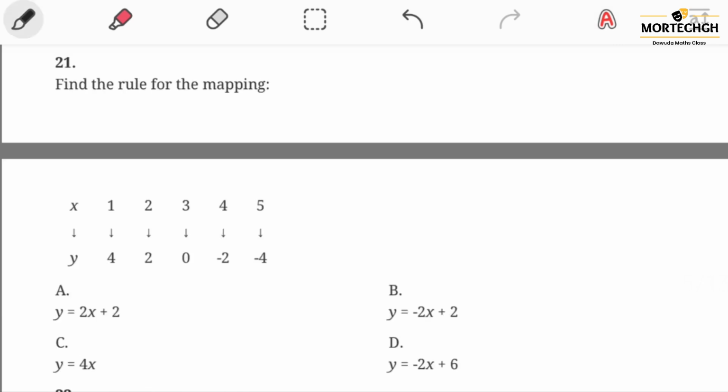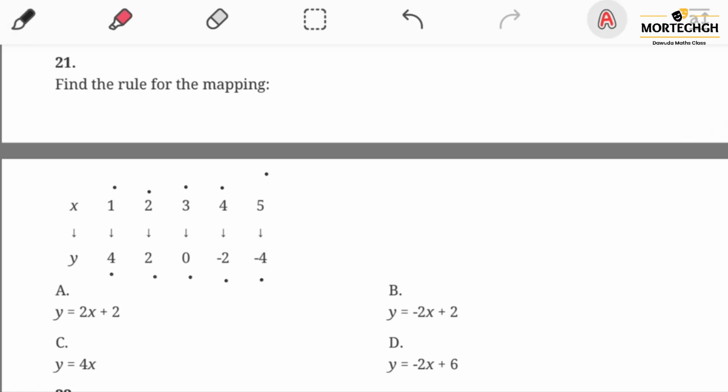Question 21. Find the rule for the mapping. So we have x mapped to y. 1 is mapped to 4, 2 mapped to 2, 3 mapped to 0, 4 mapped to -2, 5 mapped to -4. Find the rule for the mapping. To find the rule for the mapping, since we have objective options, just substitute the values of x, which are 1, 2, 3, 4, 5, inside the equations, for example y is equal to 2x plus 2, to see whether you get the corresponding values of y.